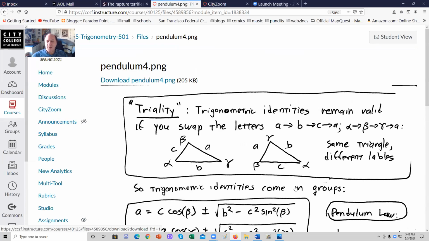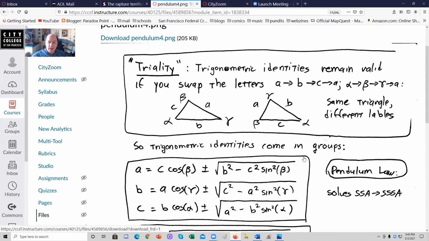Now I use the phrase triality. It means a kind of threefold version of duality. Given a triangle, we swap around the letters, say like this: A to B to C to A, alpha to beta to gamma to alpha. Same triangle with different labels, but the same identities will hold. So they come in groups.